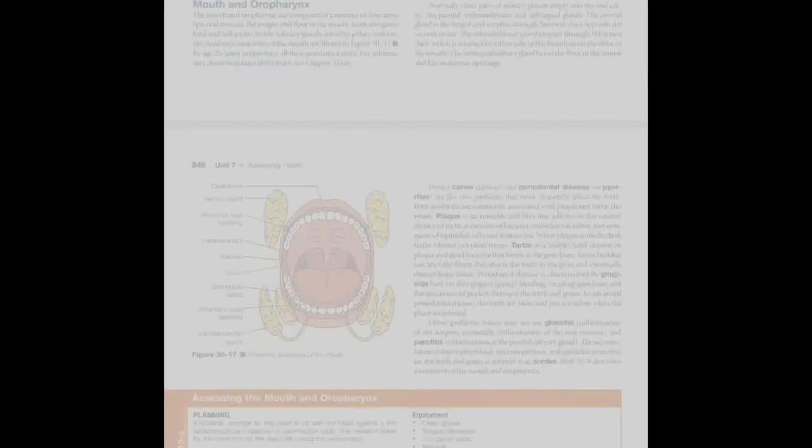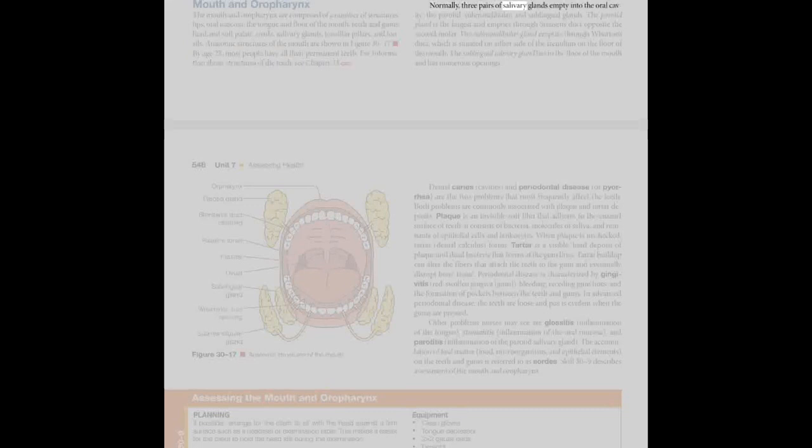Mouth and oropharynx. The mouth and oropharynx are composed of a number of structures: lips, oral mucosa, the tongue and floor of the mouth, teeth and gums, hard and soft palate, uvula, salivary glands, tonsillar pillars, and tonsils. Anatomic structures of the mouth are shown in Figure 30-17. By age 25, most people have all their permanent teeth. For information about structures of the teeth, see Chapter 33.